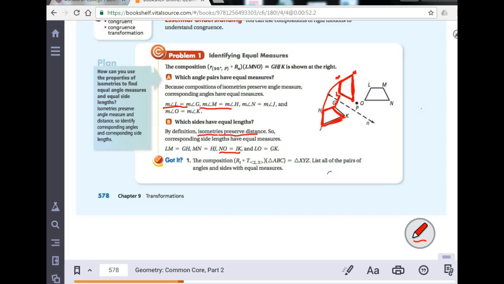Okay. Now, in the got it section, it says the composition is going to be, you're going to take a triangle which is called ABC. So I'm just going to take a simple triangle, sketch it here, and I'm going to call that ABC. Okay. It is going to be reflected over a line that we're going to call T, and then it's going to be translated or slid 2 to the right and 3 up.